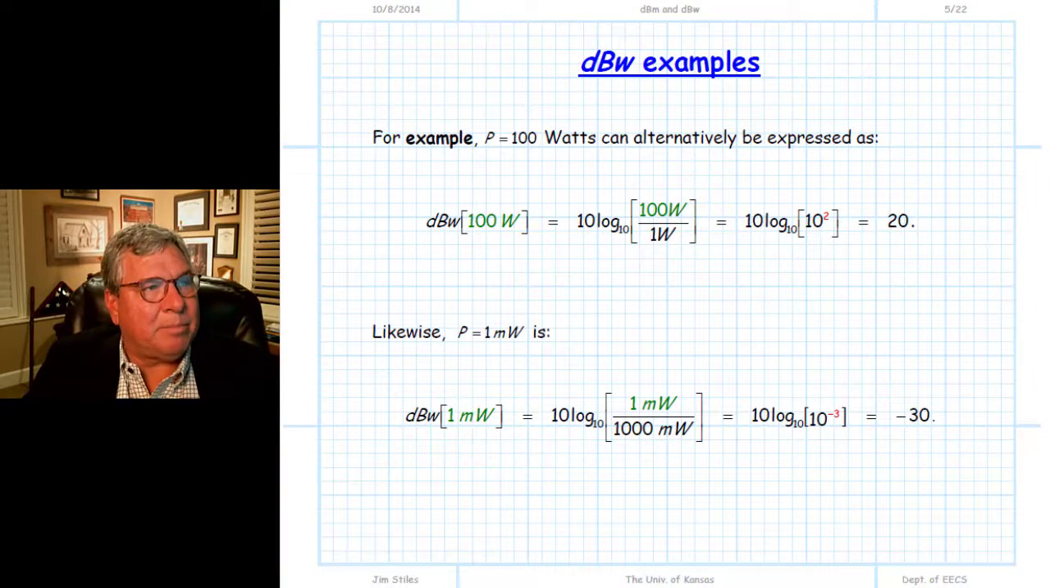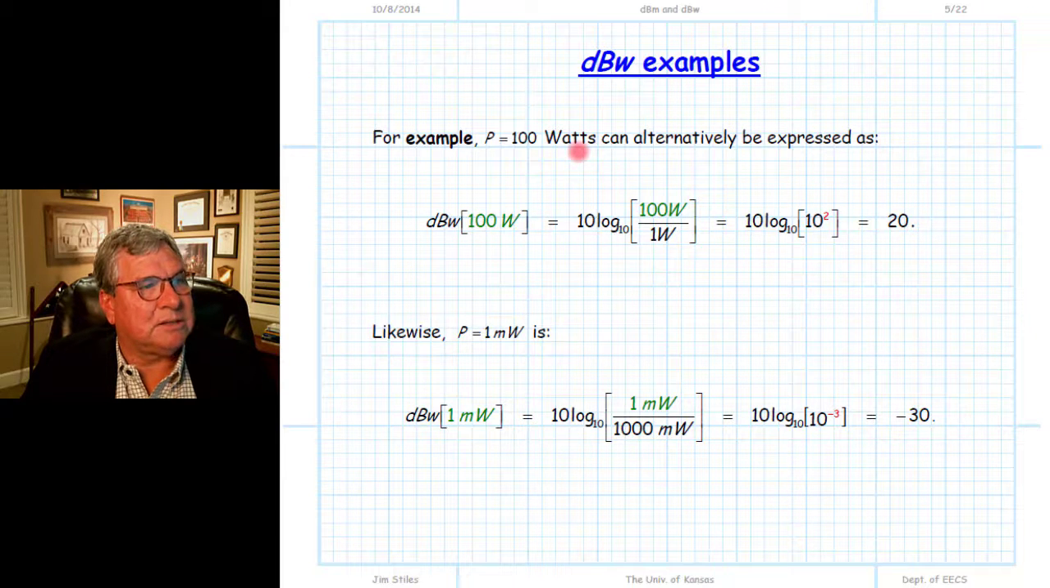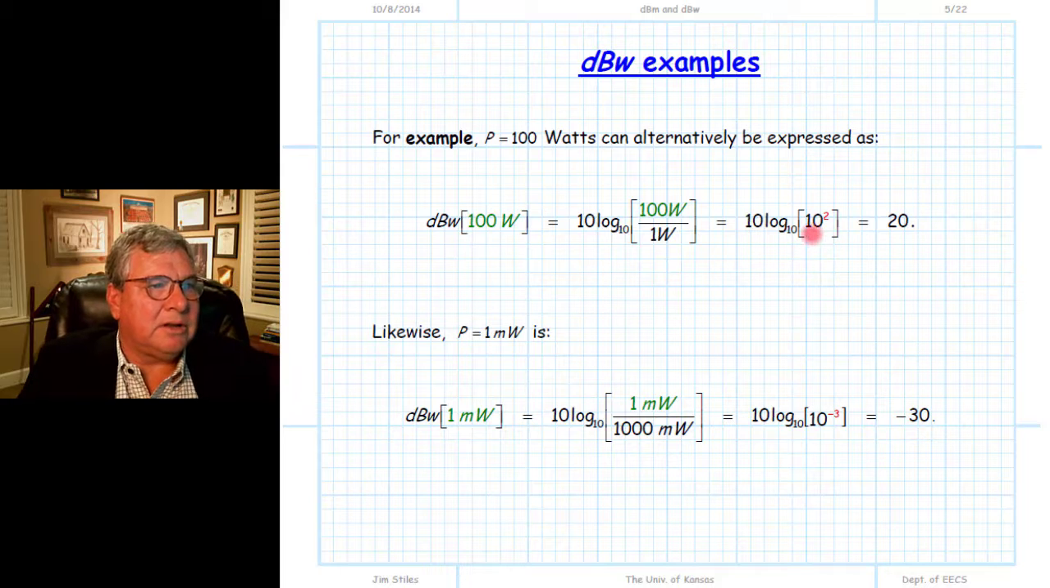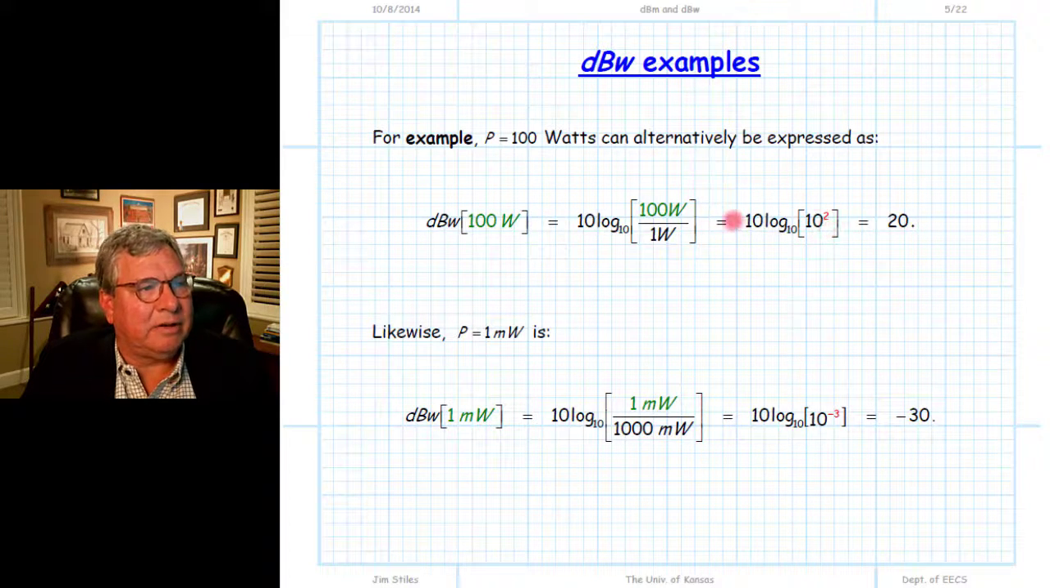We can do some examples to show this. Let's say we have the power of 100 watts. So we take 100 watts and normalize it by dividing by 1 watt. Then, of course, we get a value of simply 100. 100 is 10 squared, and we can use our log identity and pull that 2 out front. And so we have 2 times 10 log 10. 10 log 10 is 10, and therefore we have 20 as the result.